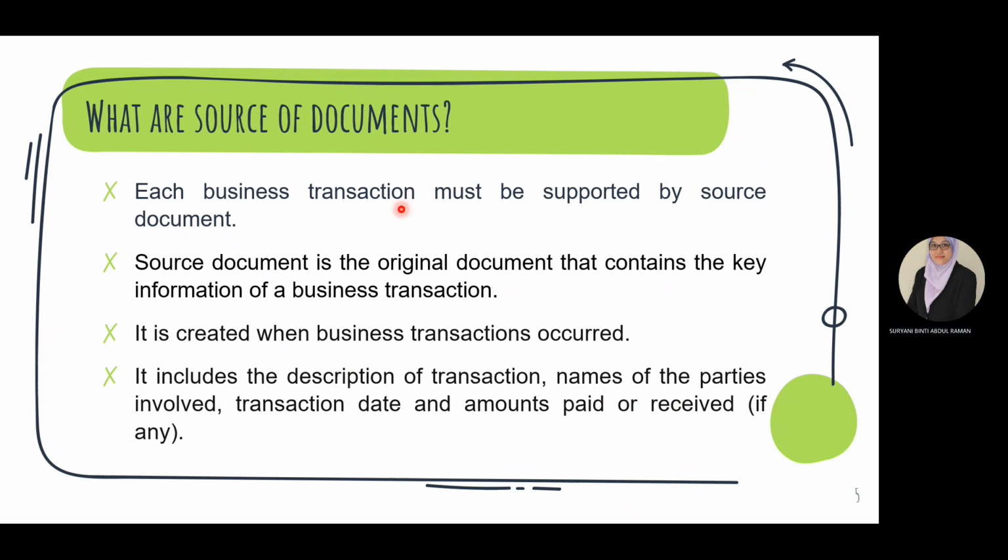Therefore, when the business transaction occurs, we must have the document that supports the transaction. So this document will explain the description of the transaction. For example, the names of the parties involved, the date the transaction occurred, and the amounts paid or received, if any. Therefore, the source document is the starting point where the business transaction is collected.